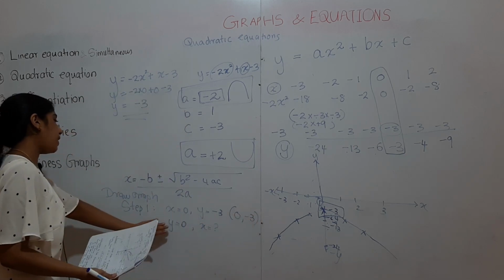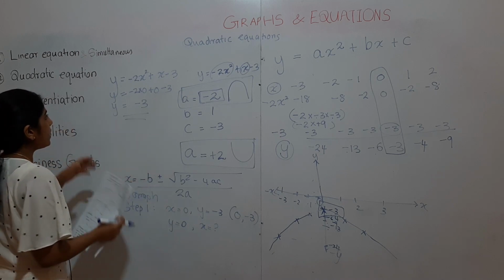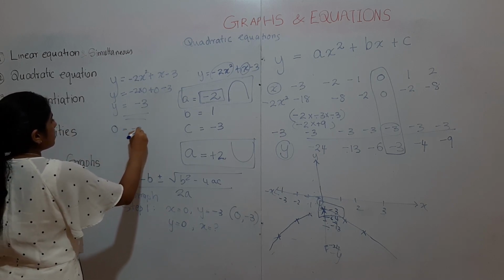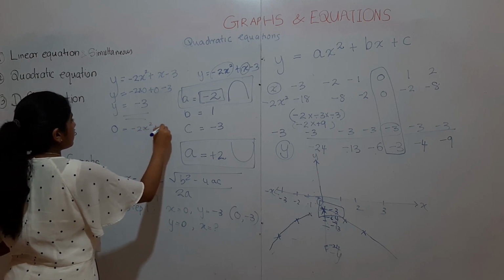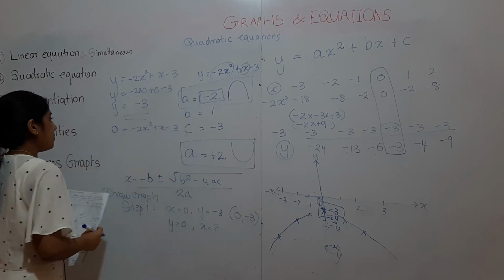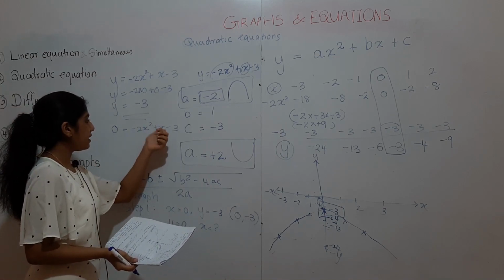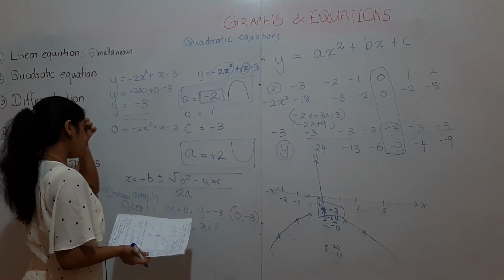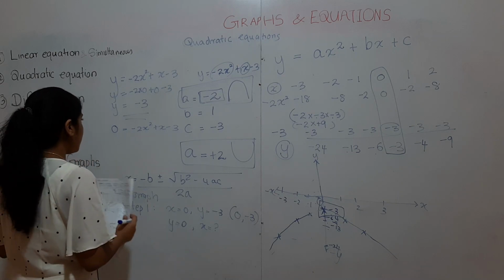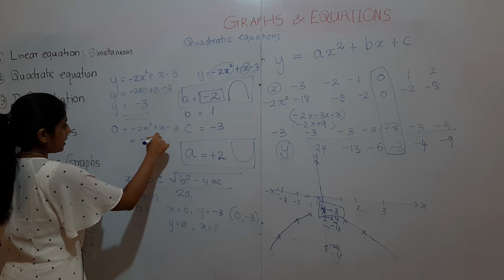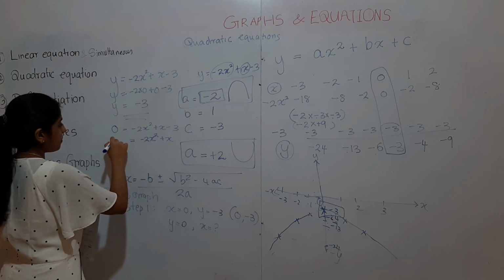Whereas when y equals 0, how to find x? So you will say y is 0, minus 2x squared plus x minus 3. Now we got two unknowns, x squared and x, and we have to find the root as well. So now let's try to solve this. I am going to teach you something. Minus 2x squared plus x minus 3.